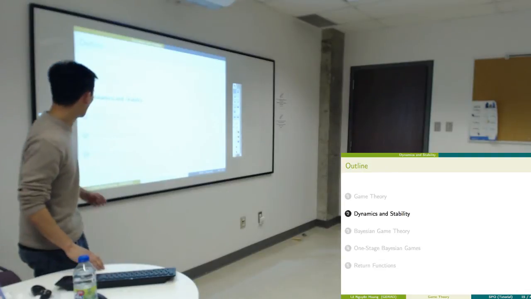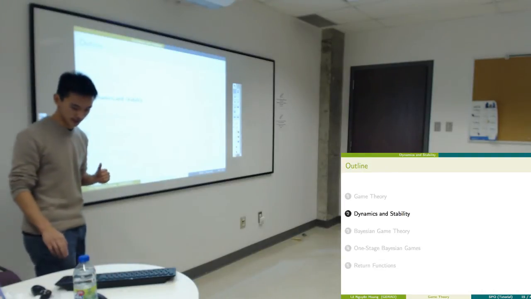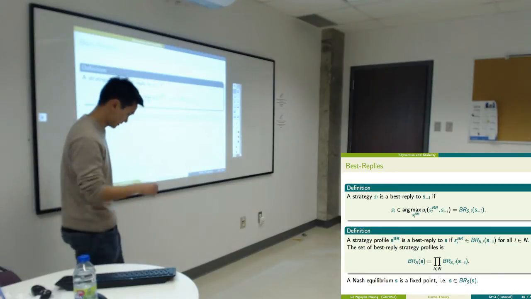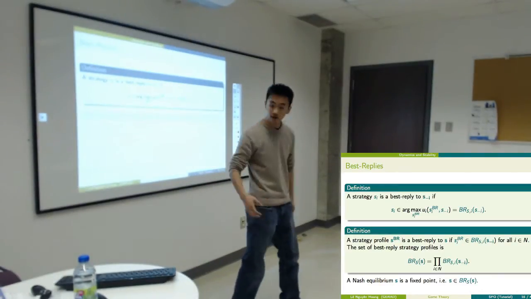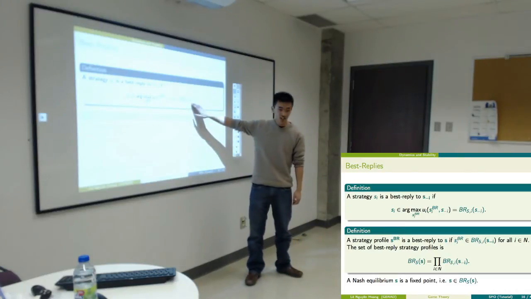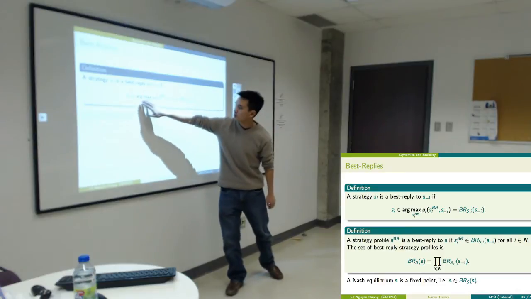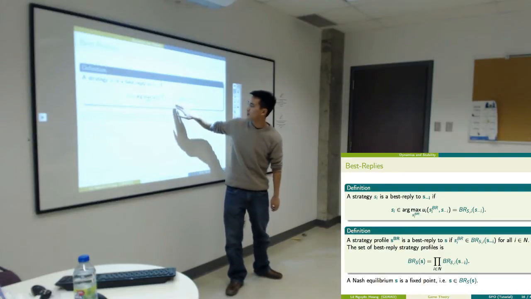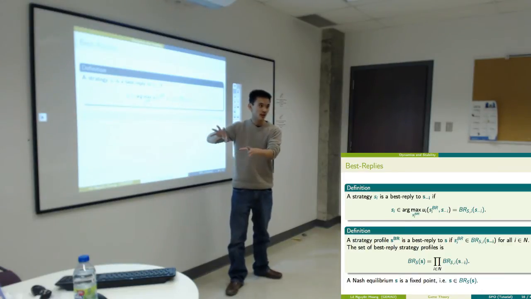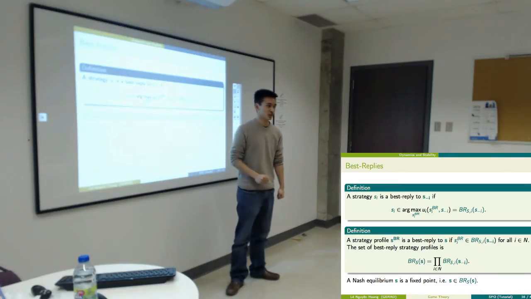And this leads me to the second point, dynamics and stability. So let's start with rational players. If you have rational players, given the strategies of all the others, they're going to maximize their utility given the strategies of the other players. So if you know what the other players are doing and you're very intelligent, you can figure out what your best strategy is.